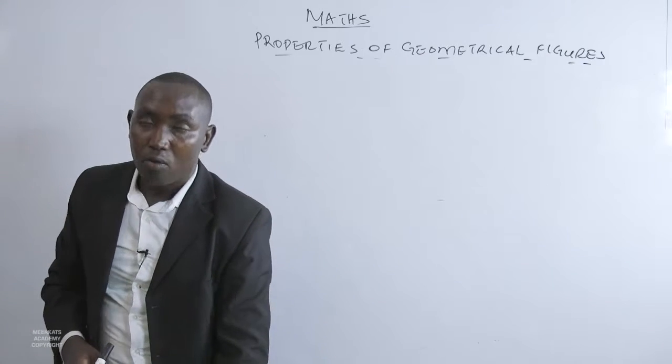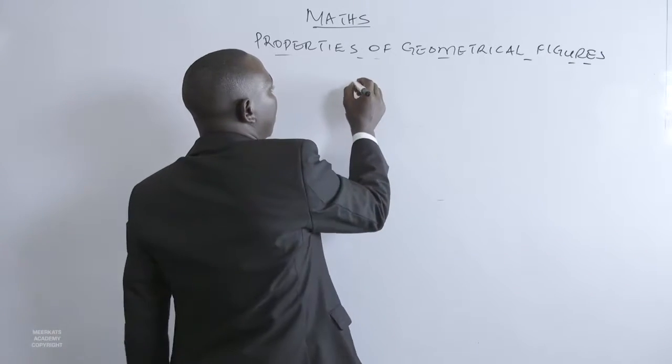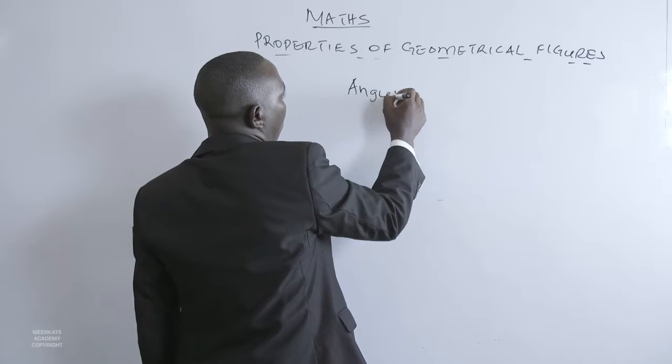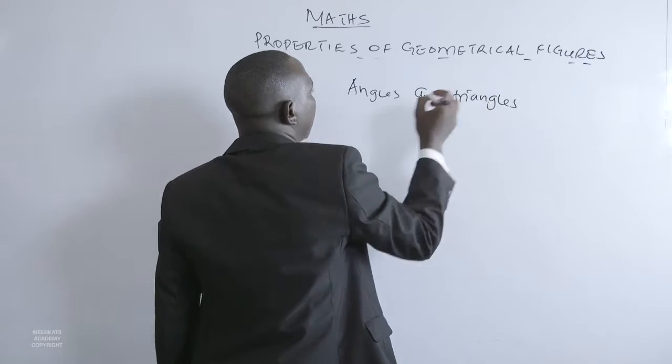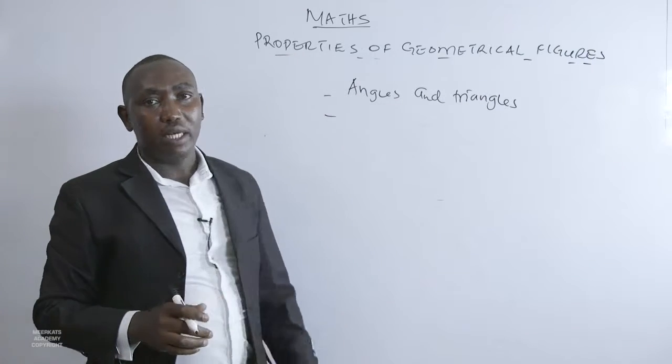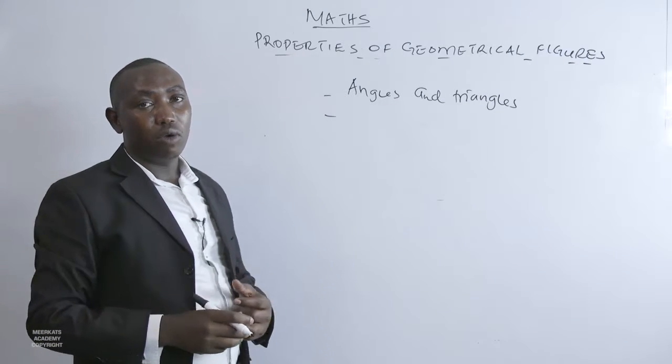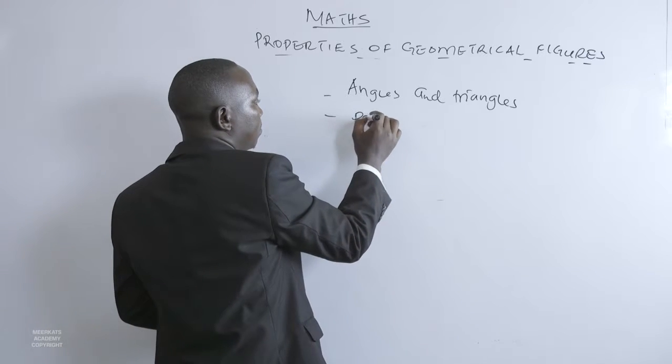During our last lesson, we were able to cover two subtopics in this particular topic. One, we were able to look at angles and triangles. Then two, we were able to look at parallel lines.